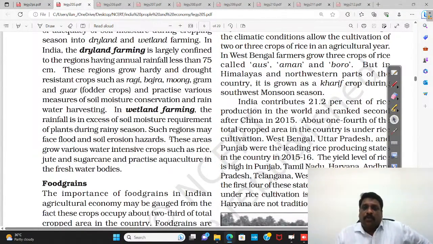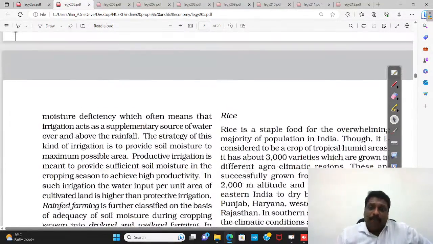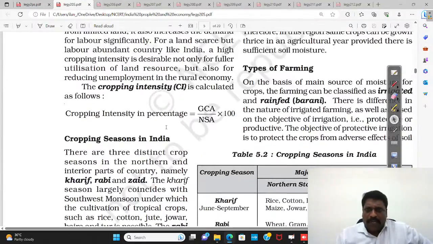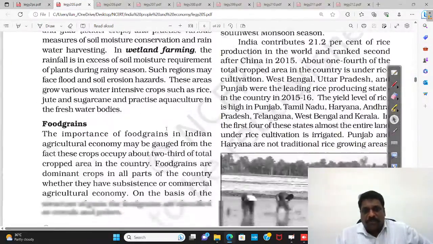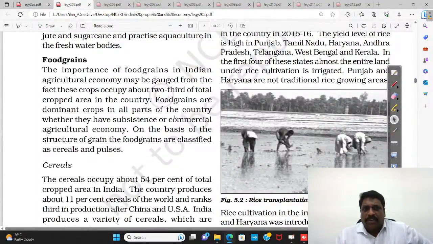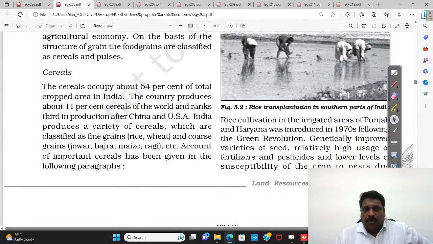So that's the reason I told you, prefer to rely on NIOS material. When it comes to food grains or food crops, my dear friends, concentrate on three. You concentrate on rice, you concentrate on wheat, and all millets: jowar, bajra, and ragi. Maize we can leave it, but jowar, bajra, and ragi you have to take.